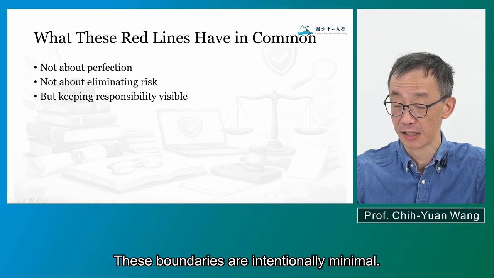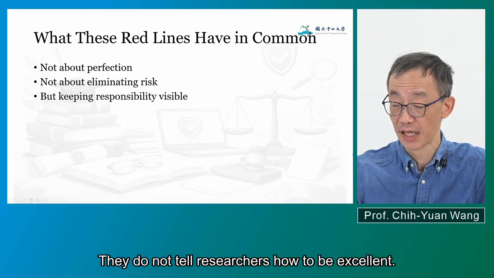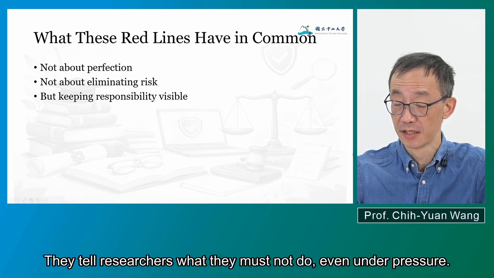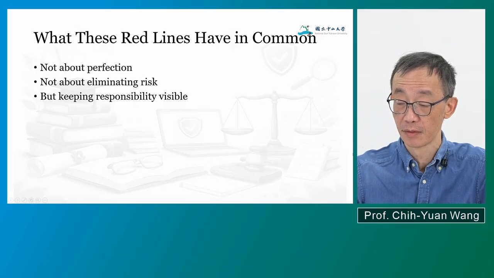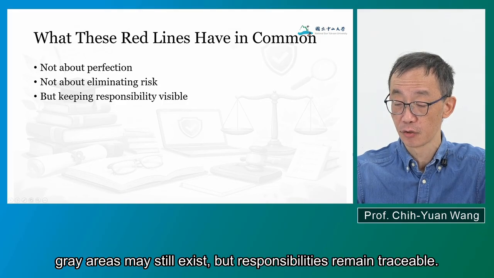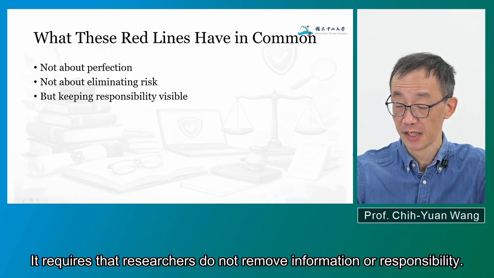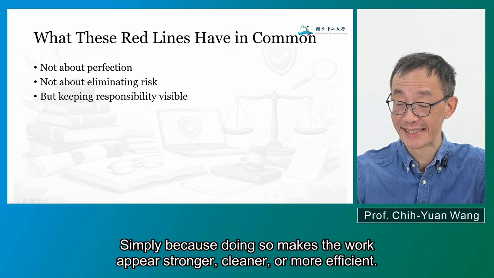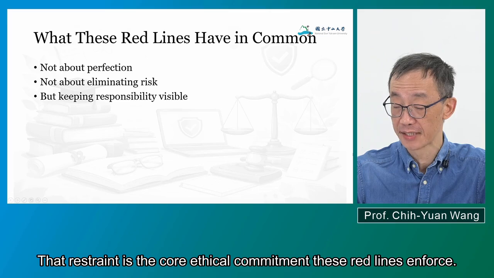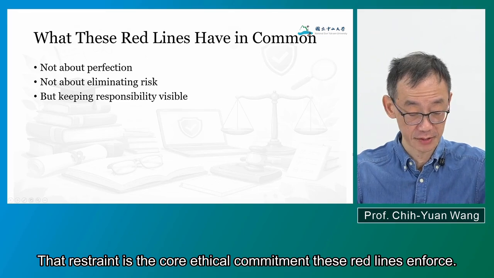These boundaries are intentionally minimal. They do not tell researchers how to be excellent. They tell researchers what they must not do, even under pressure. When those boundaries are respected, gray areas may still exist, but responsibilities remain traceable. Ethical writing does not require flawless execution. It requires that researchers do not remove information or responsibility simply because doing so makes the work appear stronger, cleaner, or more efficient. That restraint is the core ethical commitment these red lines enforce.